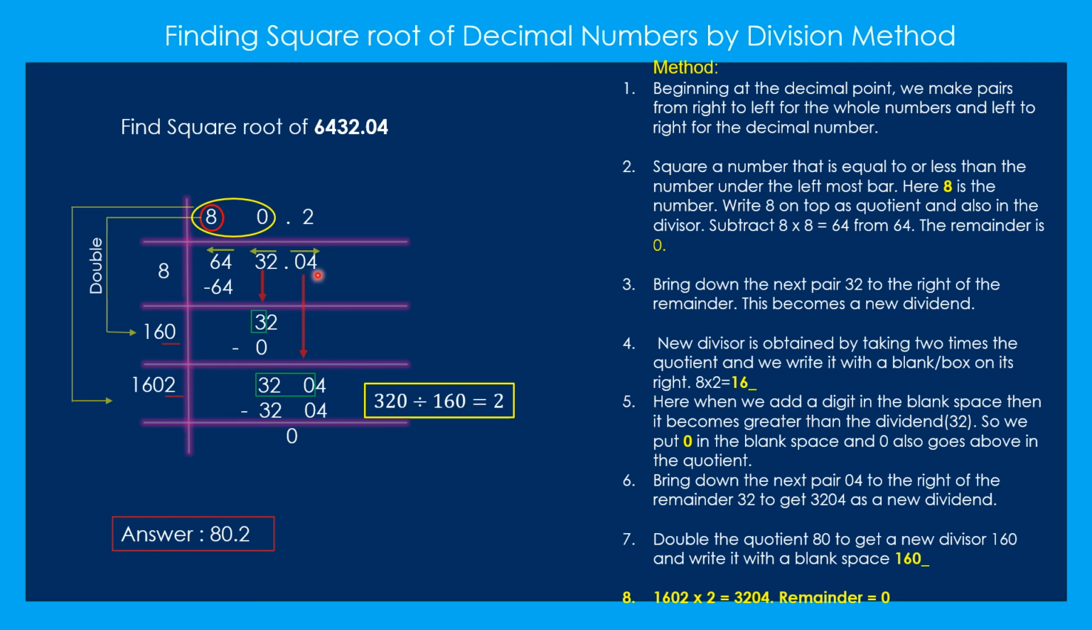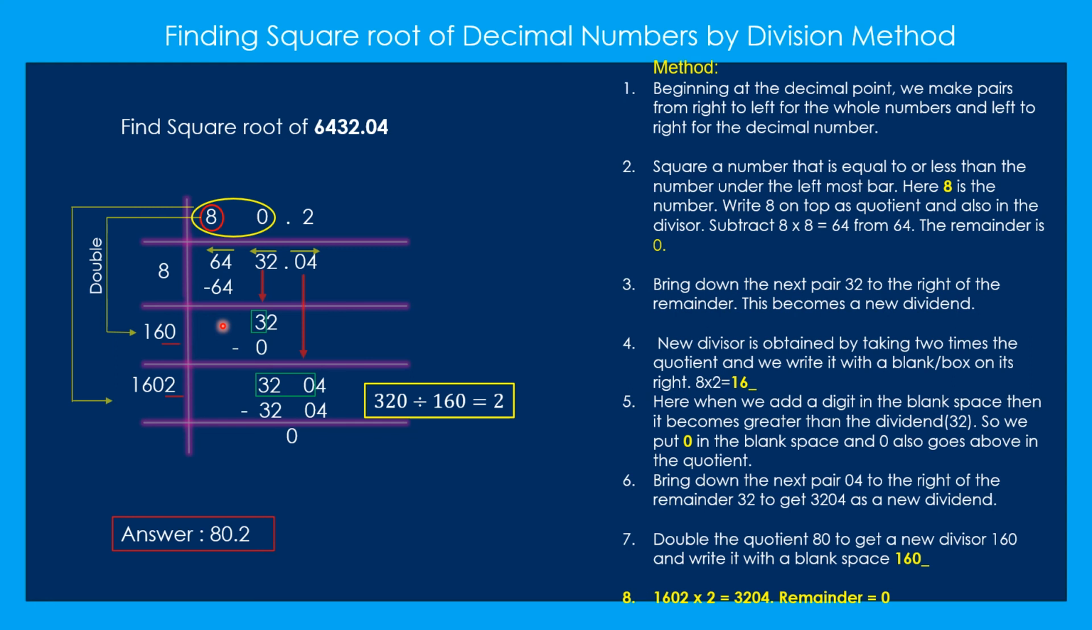Next step, after making pairs, you have to think of a number whose square is less than or equal to the first pair, that is 64. So here 8 is the number. Write 8 on the top as a quotient and also in the divisor. 8 times 8 is 64. You subtract and you get the remainder 0.